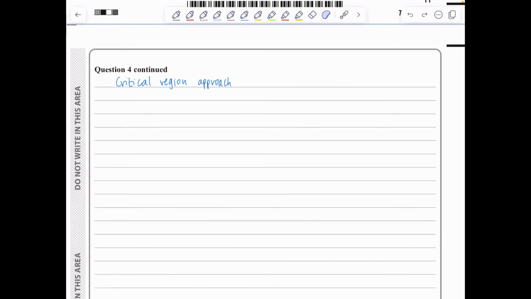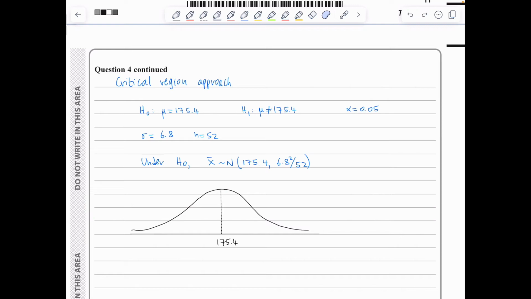Alternatively, we could have followed the critical region approach, so I still have the same null and alternative hypotheses. My alpha is 0.05, my sigma is 6.8, and the sample size is 52, and under H0, x bar follows the same distribution as stated already. So when we follow a critical region approach, we need to find the critical values, and here we've got two critical values because it's a two-tailed test. So if I draw my bell-shaped curve here centered at the mean of 175.4, then we're looking at those values C1 and C2 that leave 0.025 on each tail, so on the left and on the right hand side.